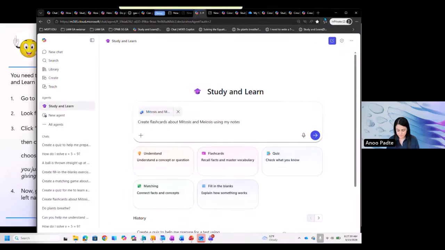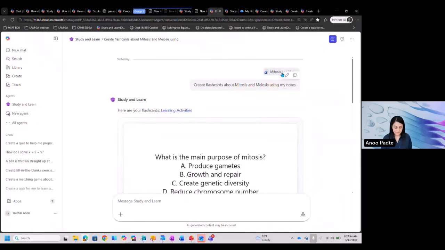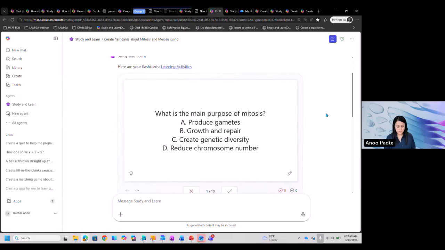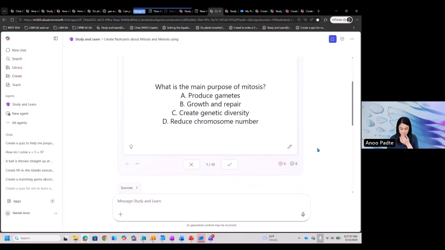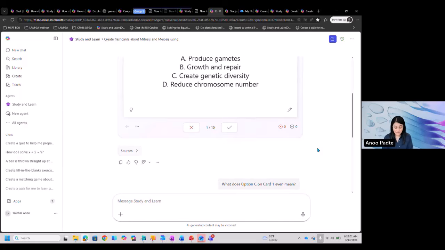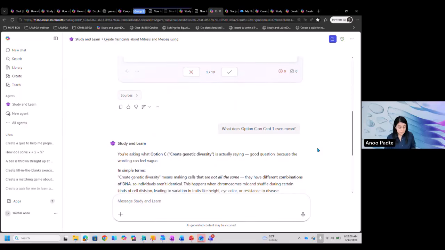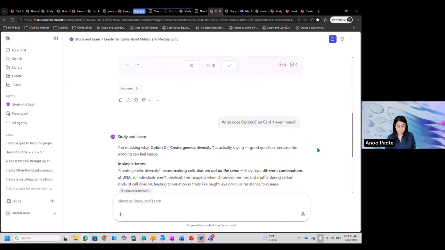Let's see if I can switch this over. Here are my flashcards. Here's that file, and I said, create flashcards. And here they are, and now I can complete this. Well, what is the main purpose of mitosis? Okay. Wait a minute, what is this one about genetic diversity? I don't fully get that because I remember learning that. So I can say to the agent, hey, what does option C on that first card even mean? And it will explain to me what option C means, but it's not going to give the answer away for the question on the card.